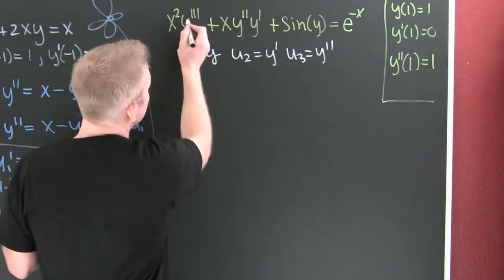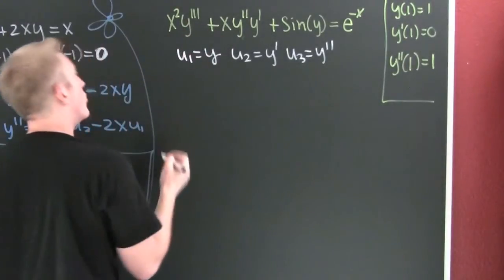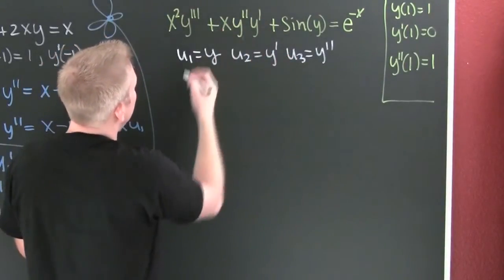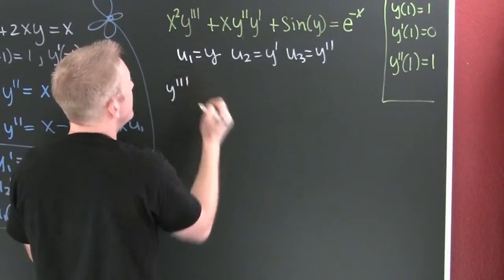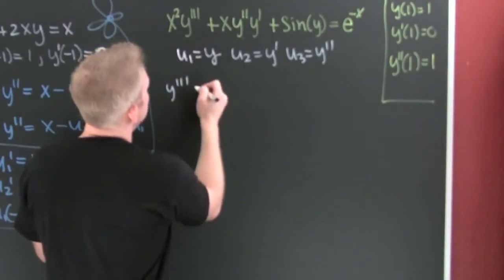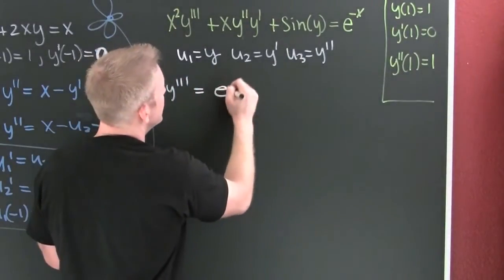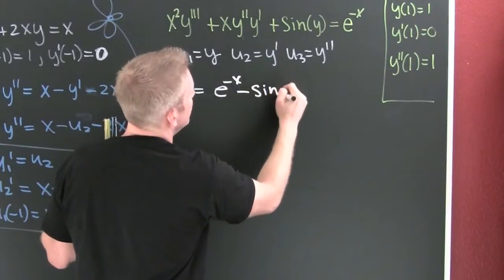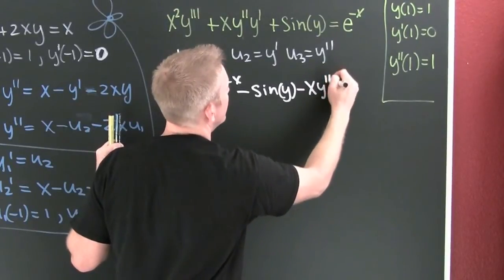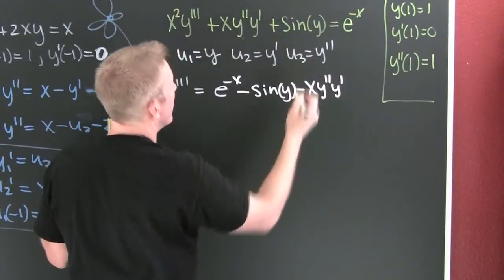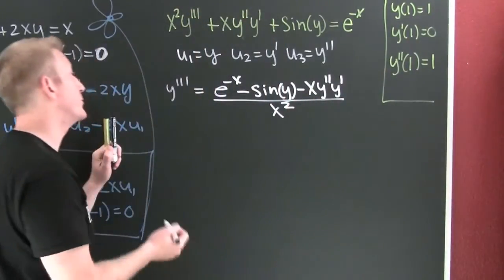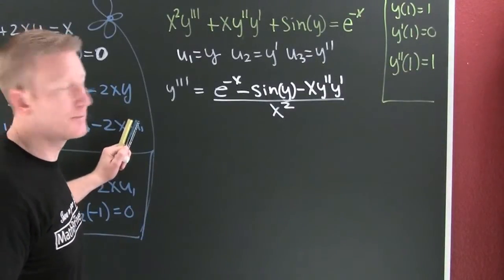And then we're going to solve this for its highest order derivative. I'm ready for a little y prime prime prime. I've skipped some steps, and I encourage the viewer to check these steps. This is going to be e to the minus x minus sine y minus x y prime, and all of that is going to be divided by x squared.